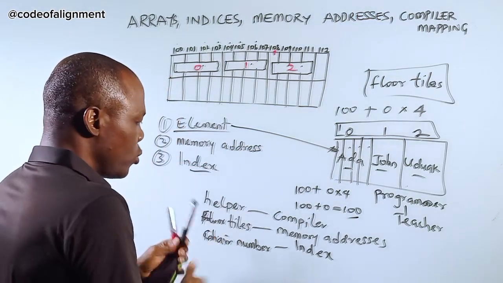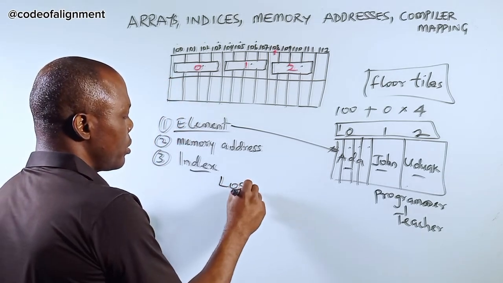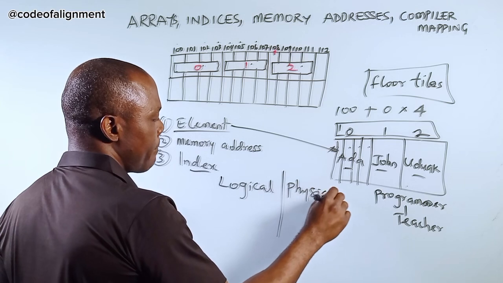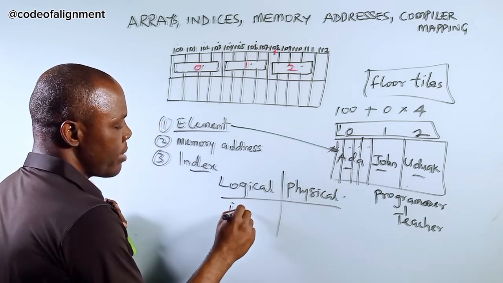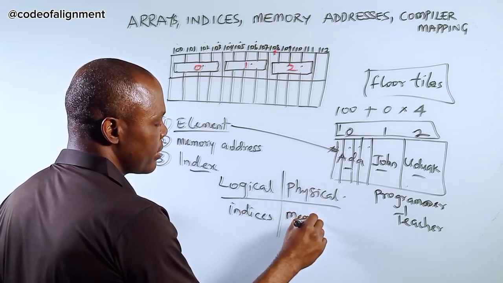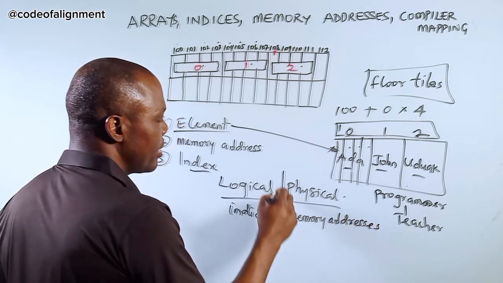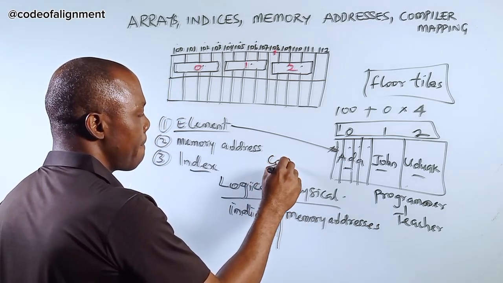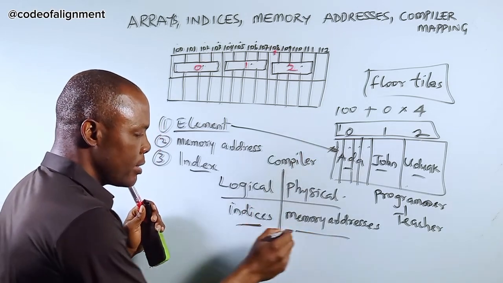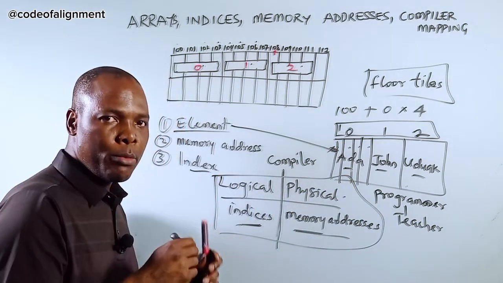So you are having two worlds: the logical world and then the physical world, right? In this one, you have the indices, right? In this one, you have memory addresses, right? Now, in between is the compiler that interprets this language to this language, maps this to this. But all these things are inside the memory.